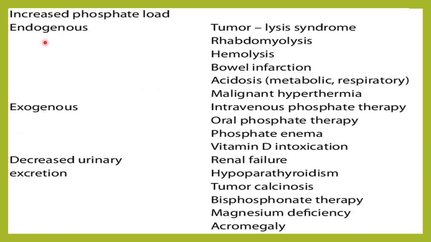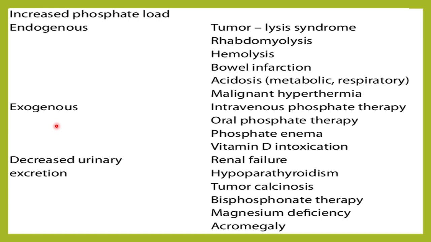So this could be endogenous, as I've told you, in tumor lysis syndrome, rhabdomyolysis, hemolysis, bowel infarction, acidosis, wherein the cells break, the phosphates which are inside come out and the serum level of phosphate increases. It could be exogenous. There is intravenous phosphate therapy given. There is increased oral phosphate intake. There is phosphate enema being given, so the phosphate level can increase.